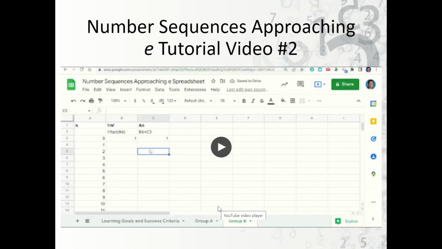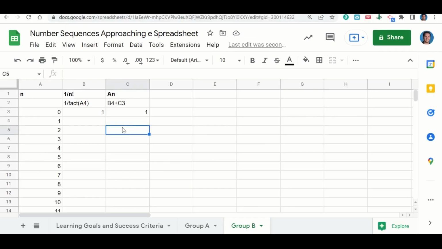Here's a video as well that shows you how to enter these values into a spreadsheet so that you can check and see what number this sequence is approaching. Let's talk now about how to complete the number sequences approaching E spreadsheet. This is the second tab, so this would be for group B. The formulas are already given to you. Notice the 0 row is already filled in, so we're going to begin at row 1.